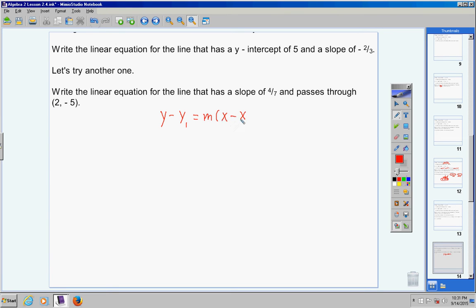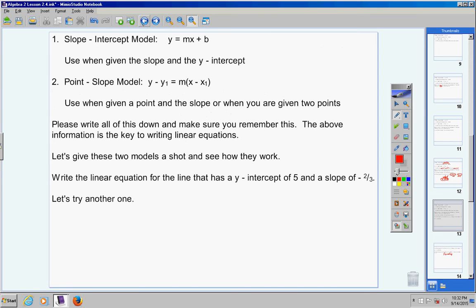Now, listen carefully. Let me teach you what's going on. The y that has a subscript 1, you're going to put a number in for that. Make note of that. Don't forget that. The x with a subscript 1, you're going to put a number in for that. And of course, for m, we put the slope. This y stays the same. This x stays the same. Just like on our last page right here.